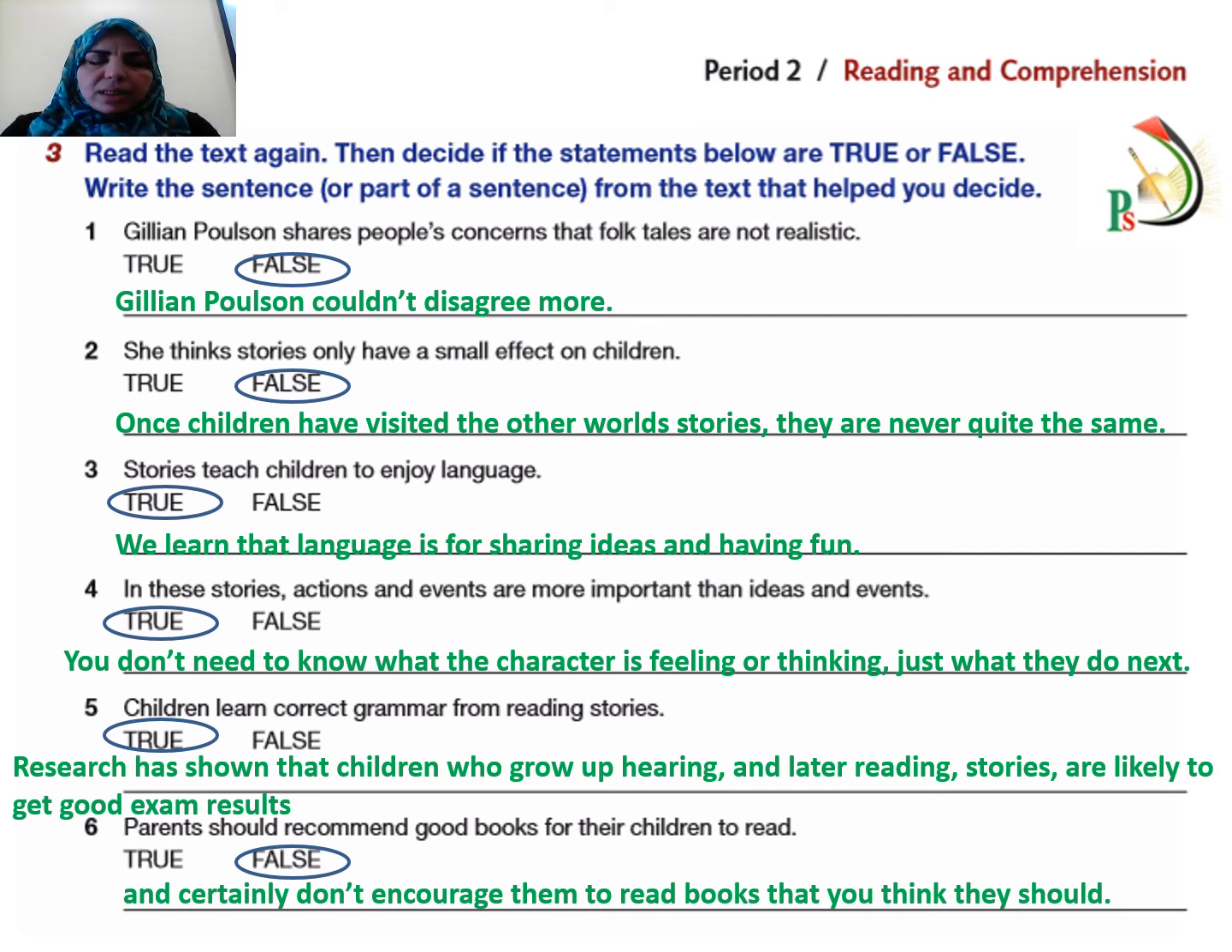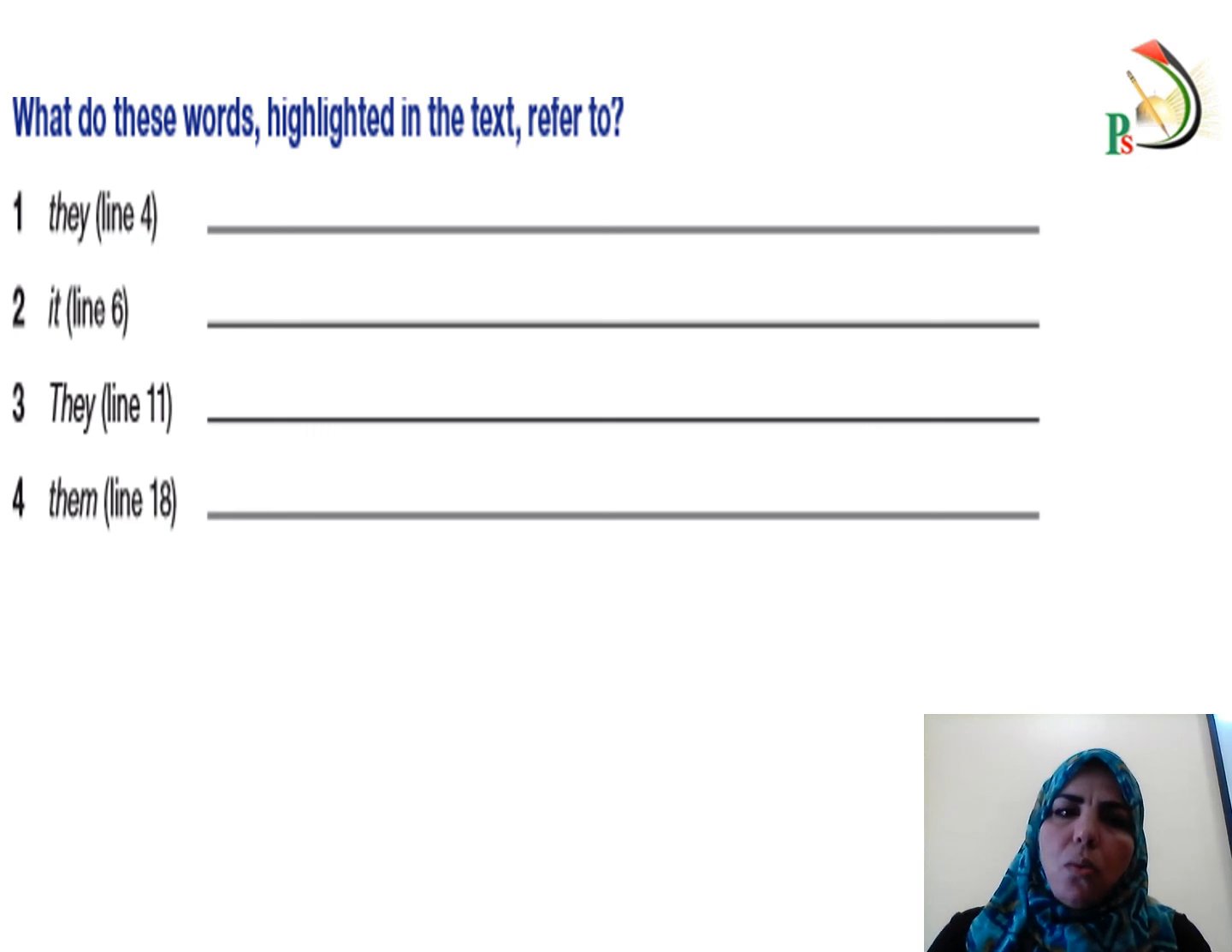Okay, my lovely students, we will go to the next exercise, exercise 4. What do the words highlighted in the text refer to? Okay, now take 2 minutes to prepare this exercise. Okay, we'll go to the comprehension and try to find what these pronouns refer to. Okay, take 1 minute, please.